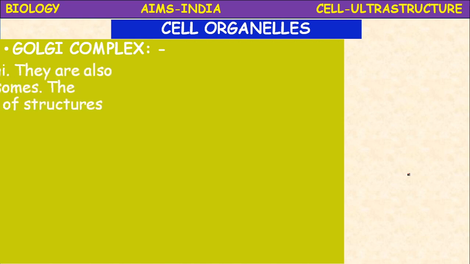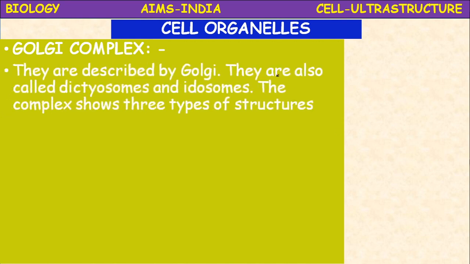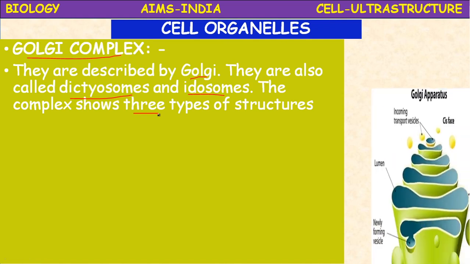Next, Golgi complex. Golgi complex is another important cell organelle. It was described by Camillo Golgi, hence it is called Golgi complex. They are also called dictyosomes, particularly in plant cells. The complex shows three types of structures. There are three main types of structures combined to form this Golgi complex.